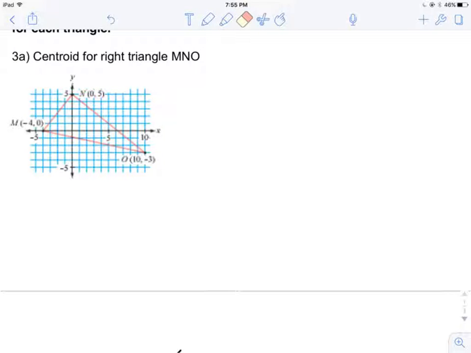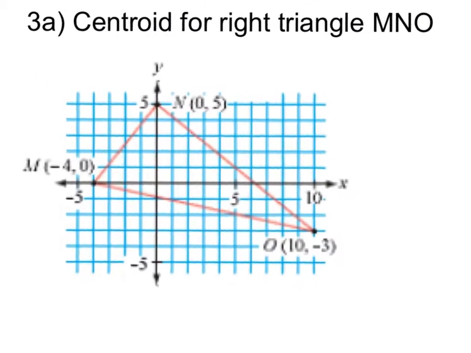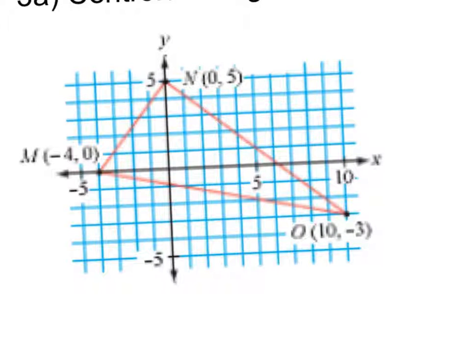On 3A, I'm asked to find the centroid for MNO, and remember the centroid is found by using the medians. So I'm going to start by looking at my picture. And to find a median, I have to go from the vertex to a midpoint. So I'm looking for two midpoints that kind of jump out at me, and none of them really do. So I'm going to have to use that midpoint formula, and that's fine.